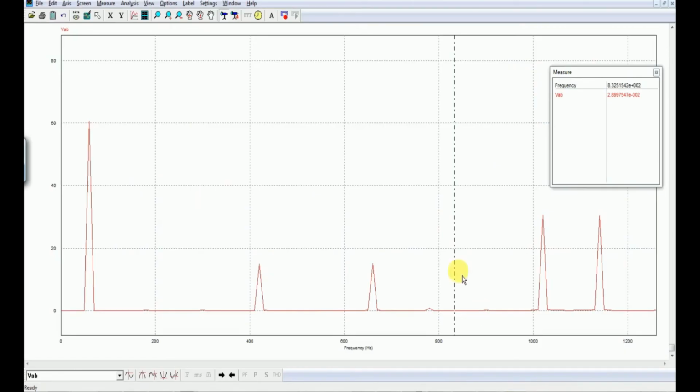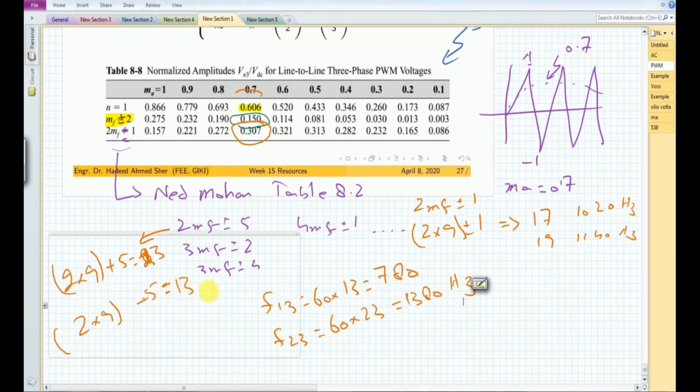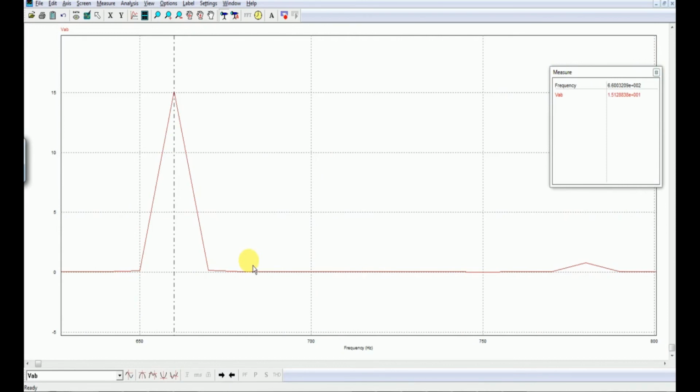However, if we move here, you can see that if I zoom in on this particular area, we have 660 hertz, which is the 11th harmonic, and thereafter, as we have mentioned, the 13th harmonic also exists. So this 13th harmonic exists at 780 hertz. If I move here to this 780 hertz, we do have a very small value, which is 0.78 volt. However, it exists.